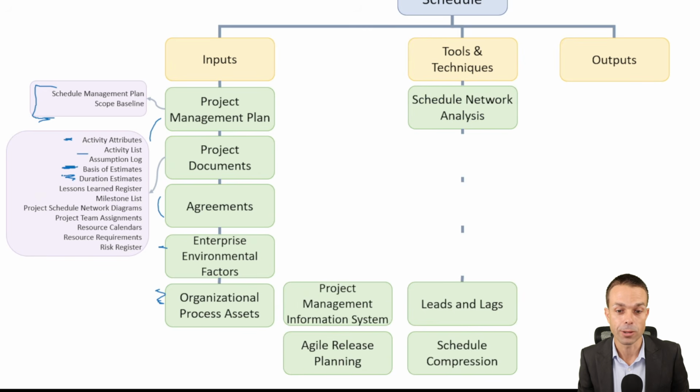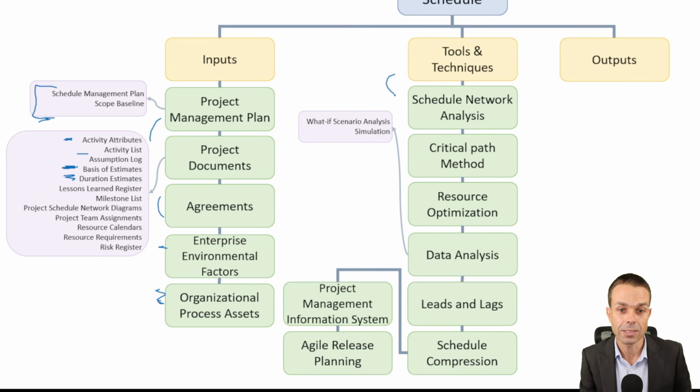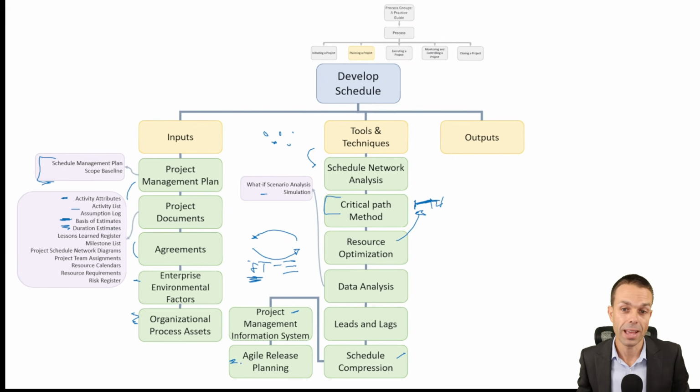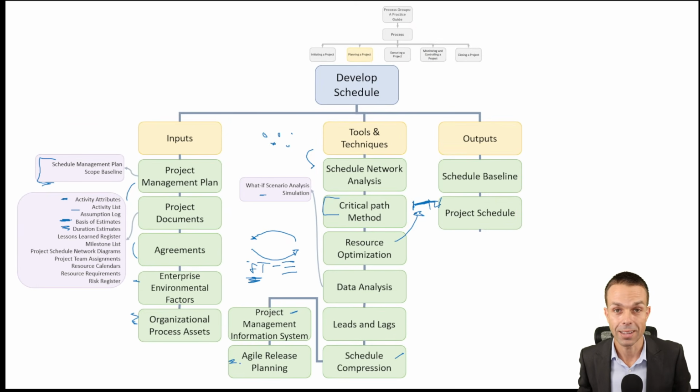The tools and techniques that we're going to need are our schedule network analysis. So that's where everything, the sequence of where everything fits. The critical path method. So this is where we determine the critical path, so the shortest time that we can complete our project. Resource optimization, data analysis. So what-if scenario analysis, leads and lags, again, bringing items, leading them forward or lagging behind. Schedule compression, so that's fast tracking or schedule crashing. Project management information system, where we house all of that data. And agile release planning, where we're planning for the next small increment in an agile project.